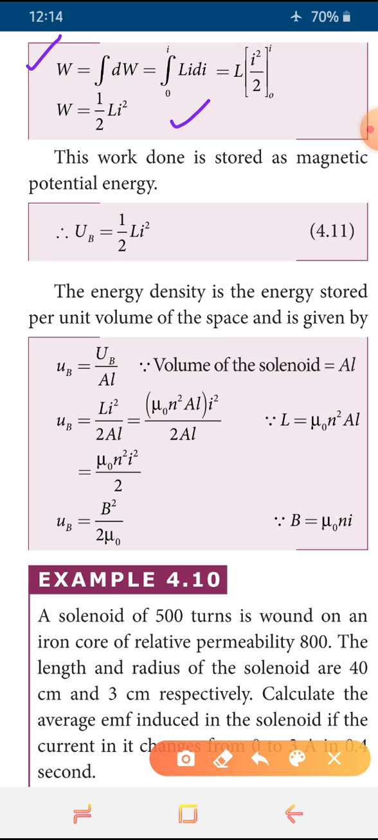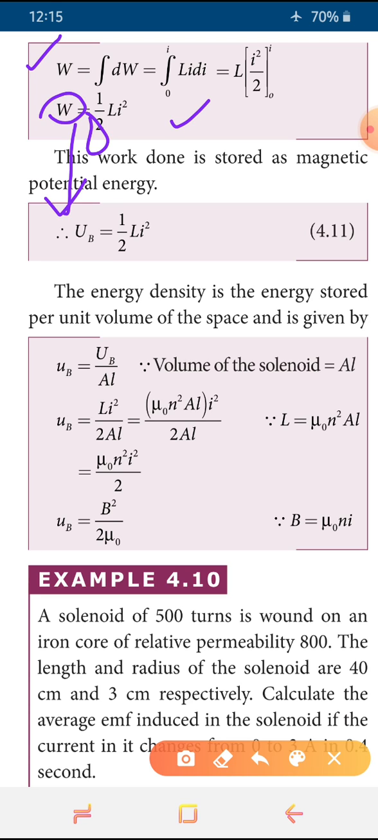Half is taken out, then the rest of the formula is Li square. This work done is stored as magnetic potential energy, written as UB. The magnetic potential energy stored in this solenoid is UB. The work done given to establish the electric current is converted into half Li square.